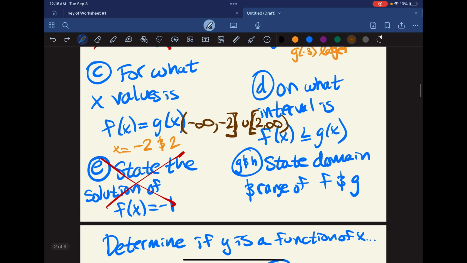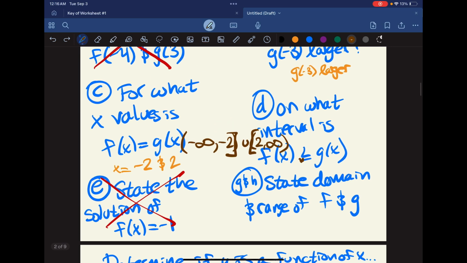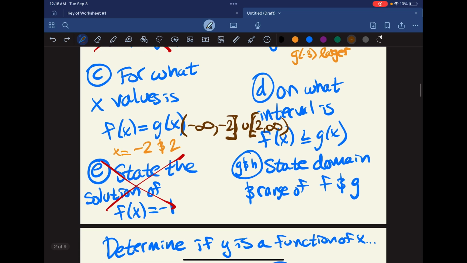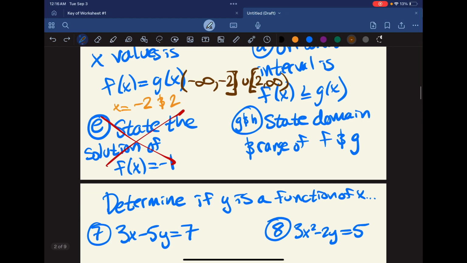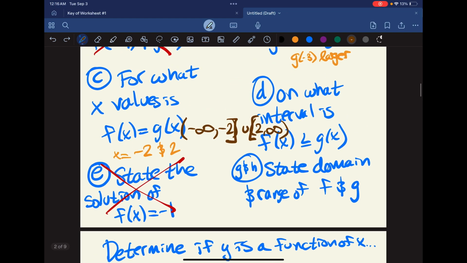So since it's equal to, we use the closed brackets because f of x is equal to g of x at that point. If we did not have the bar underneath to imply that it's less than or equal to, then we would have the open brackets. But since it is less than or equal to, we have the brackets instead of the parentheses.